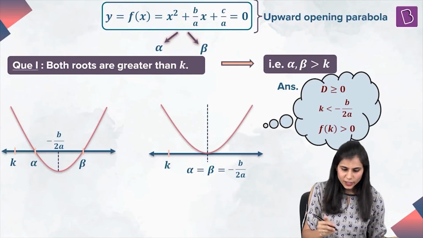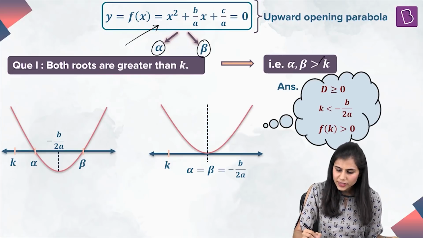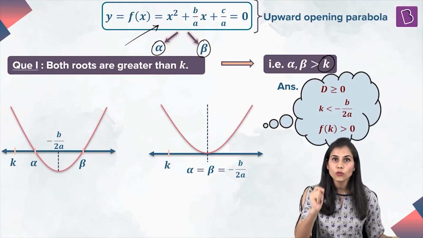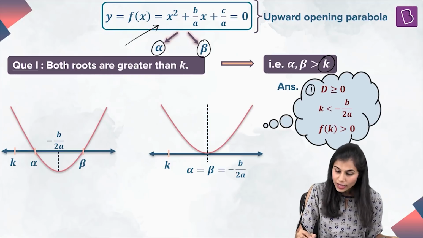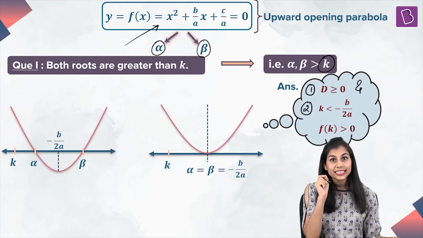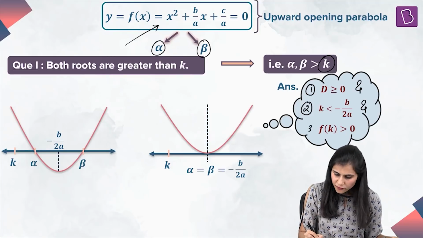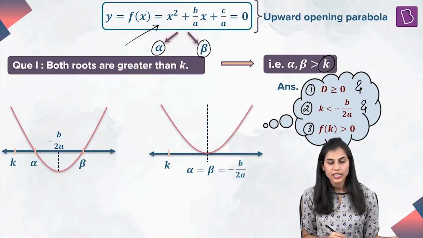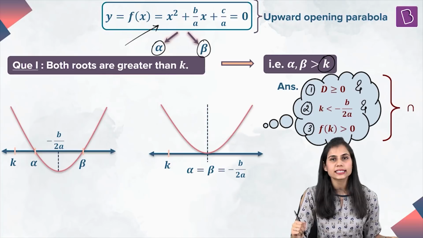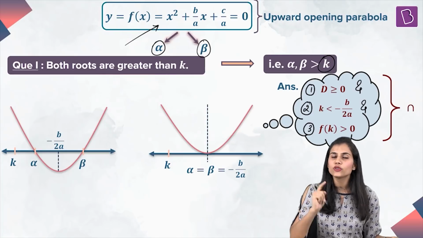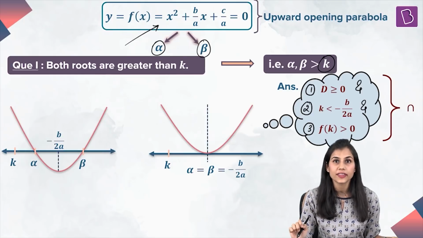That a quadratic equation will have both its roots strictly greater than a fixed constant k only and only when the discriminant of the quadratic equation is greater than or equal to 0, and the constant k is strictly less than minus b by 2a, and f of k is strictly positive. When all these three conditions hold simultaneously, then and only then will you be in a position to say that this quadratic equation has both its roots strictly greater than k.